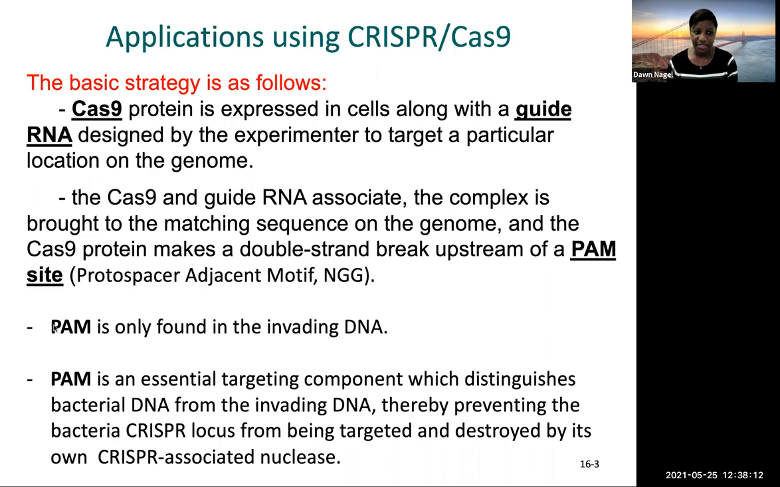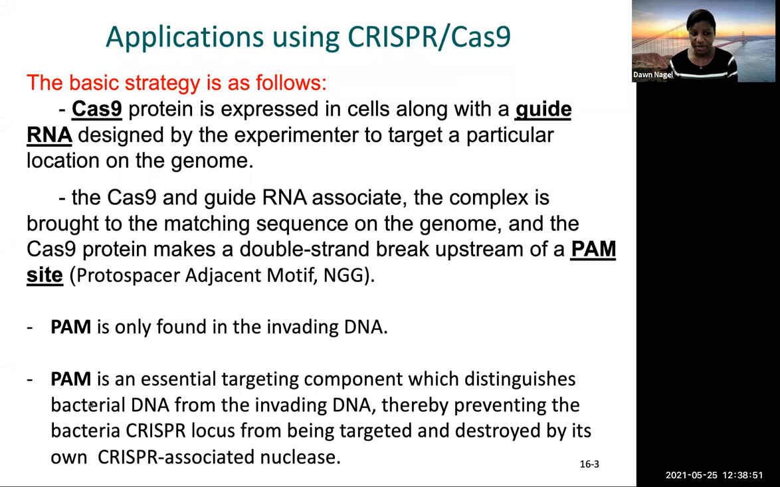This PAM site is found only in the invading DNA, so it's not present in the bacteria's own DNA, or in any eukaryotic system. In eukaryotes, when we design the guide RNA, we look for this region because that's what we are trying to apply this CRISPR-Cas9 system to use. So we need to find a site within the genome that contains this PAM site so that we can target it to that location.